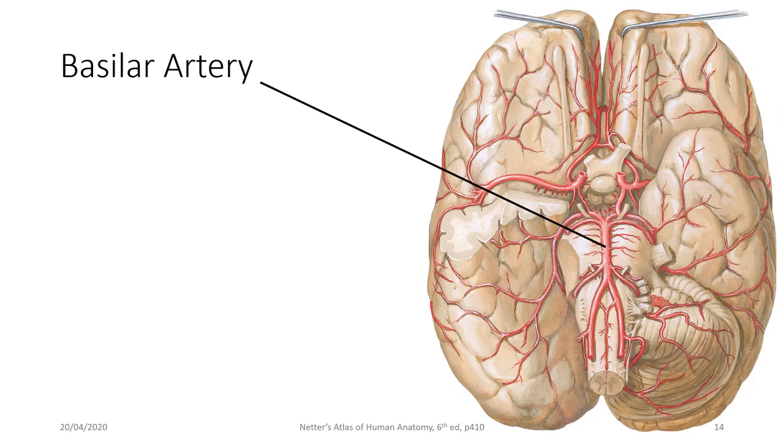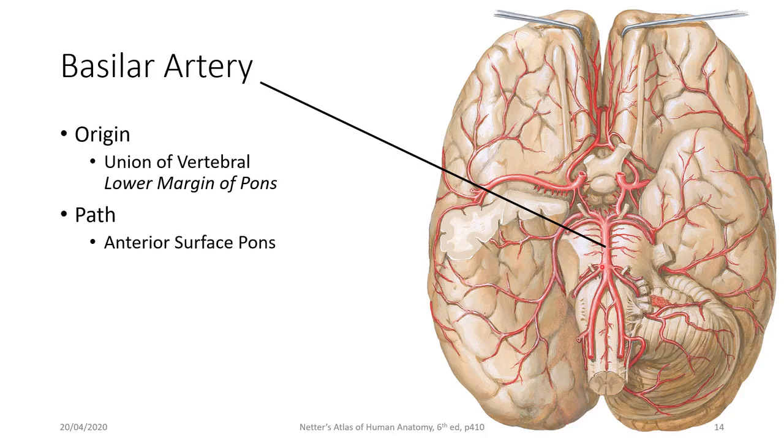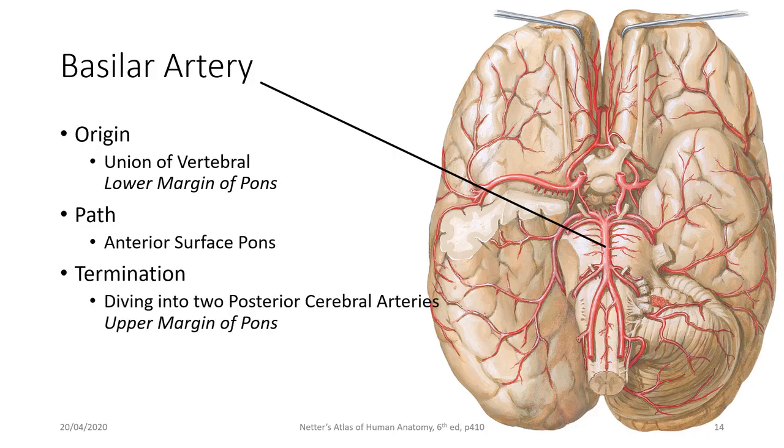Let's move on to study the basilar artery. We were introduced to it in the previous section when we said that two vertebral arteries join to form basilar artery. This joining occurs at the lower margin of the pons. So after it forms, it ascends in the midline in the median fissure of pons, and it terminates at the upper margin of pons by dividing into two arteries that are posterior cerebral arteries. These are the posterior cerebral arteries.